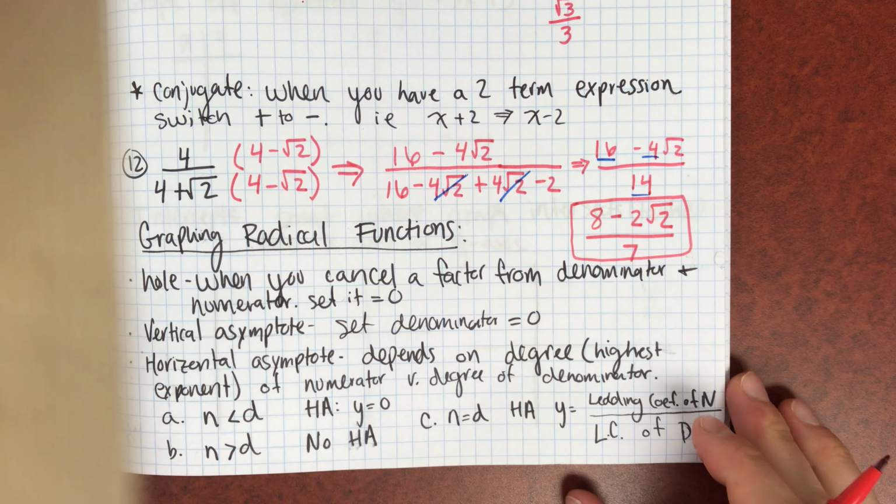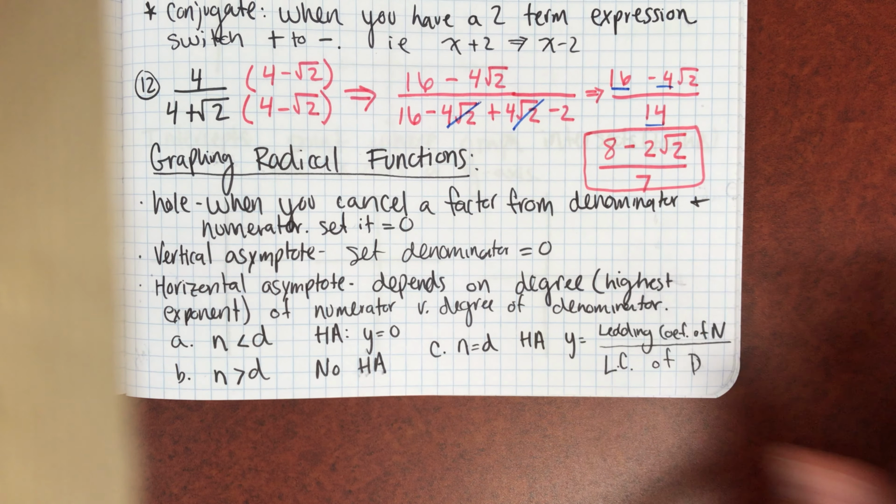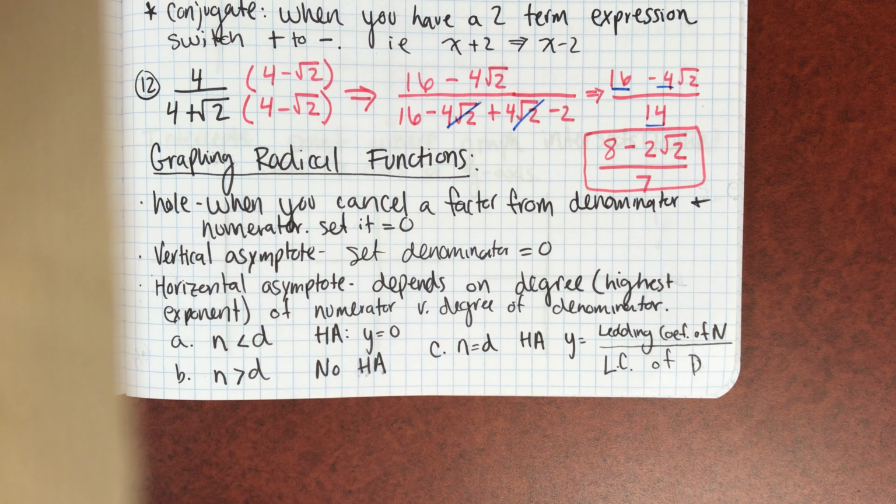All right, our very last part, this is just a really brief overview, is graphing our radical functions. These are some things that we'll run into. So remember, a hole is when you can cancel a factor from the denominator and numerator, and you're just going to set that equal to 0. Your vertical asymptotes, you set your denominator equal to 0 and solve.